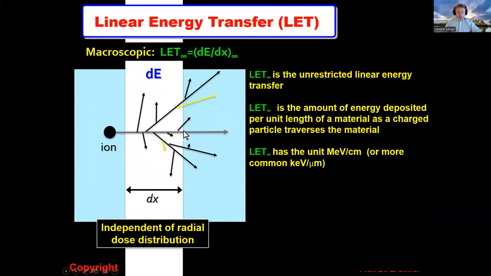Because with a higher velocity of the particle, the delta electrons will traverse farther away from the track, and that means the ionization density along the track will be less. If the velocity is low, even with the same unrestricted LET, the delta electrons go a shorter distance from the track, so the ionization density is higher. So LET is not a good way to look at the biological effect because it doesn't say what the ionization density is. It can be a different ionization density along the track, with the same LET, depending on how far away the delta electrons go.